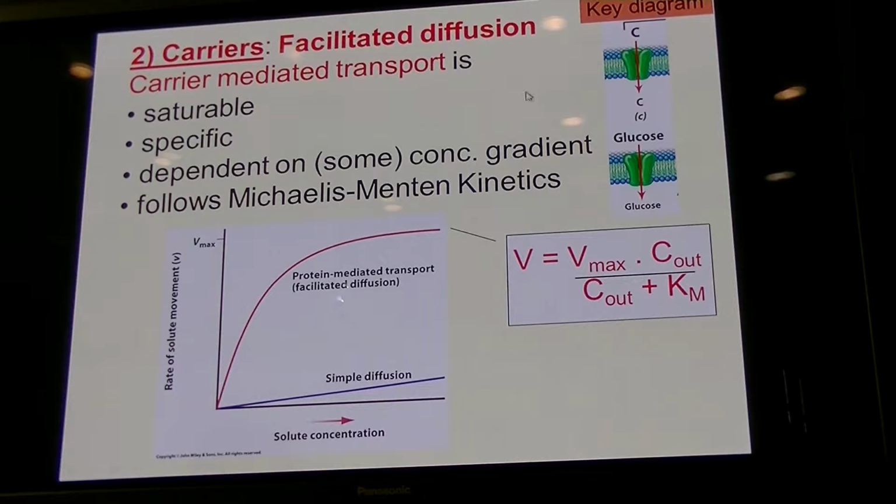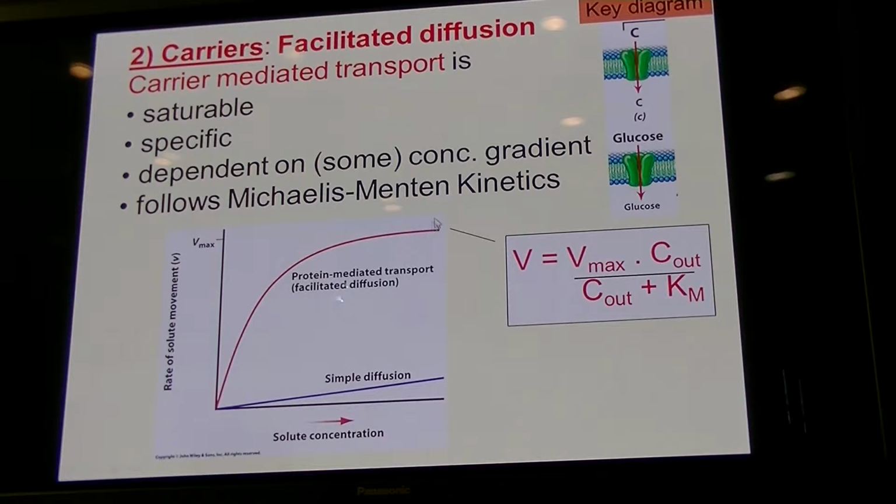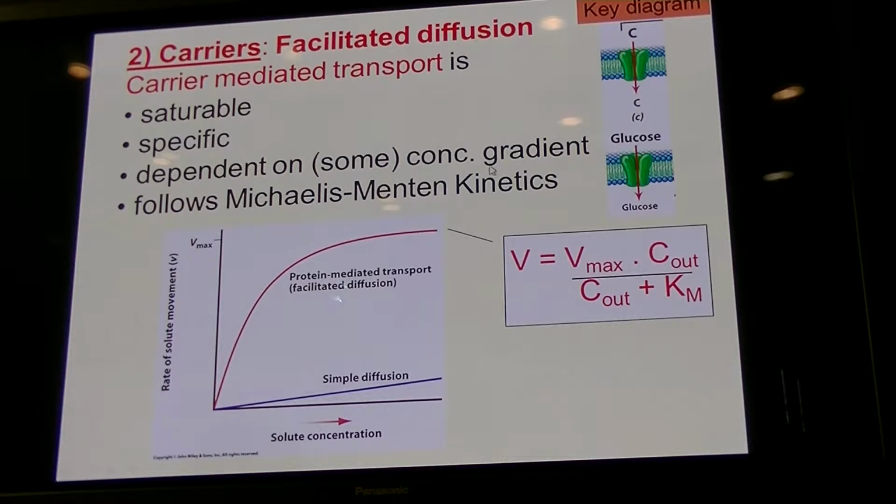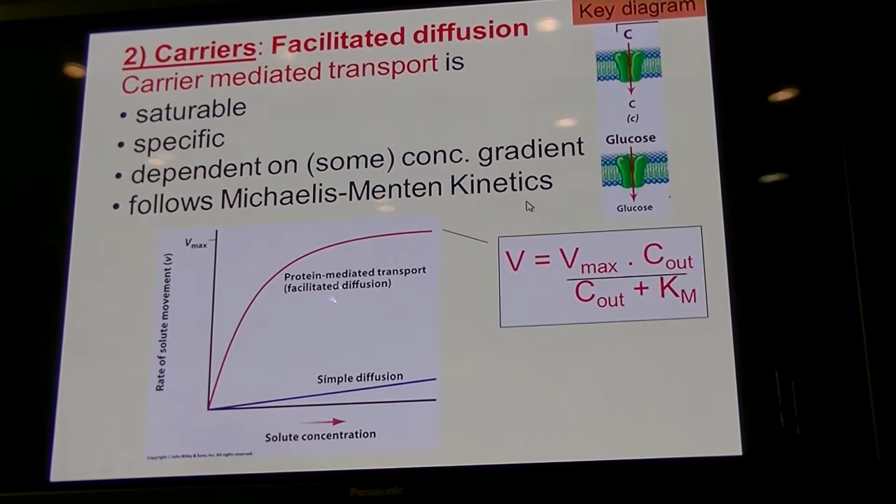So carriers are therefore also specific. This type of kinetics, we call that the kinetics for a carrier. Carriers are specific. They bind a specific molecule with stereospecificity and a lot of precision. So the transport will depend on the concentration. This transport depends on the concentration, as we can see, and it follows the saturation Michaelis-Menten kinetics.